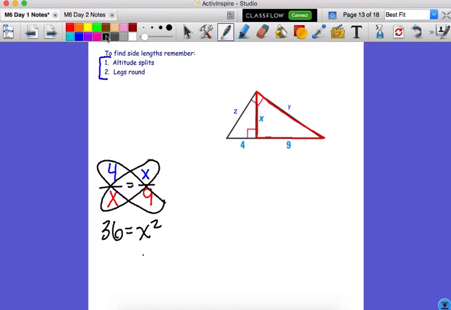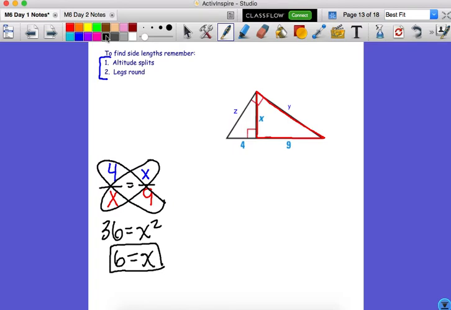Take my square root of both sides, so x is 6. Now remember, whenever we take a square root, we should put plus or minus in front of that number, right? Because positive 6 or negative 6. However, in geometry, if we're looking for a distance, the only thing that matters is that positive value. So in this case, x can only be 6.